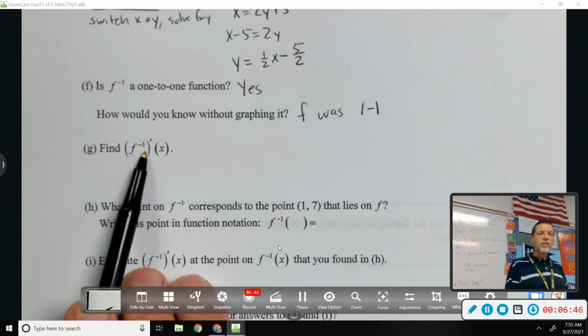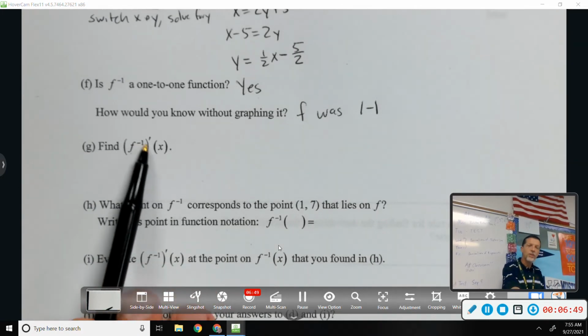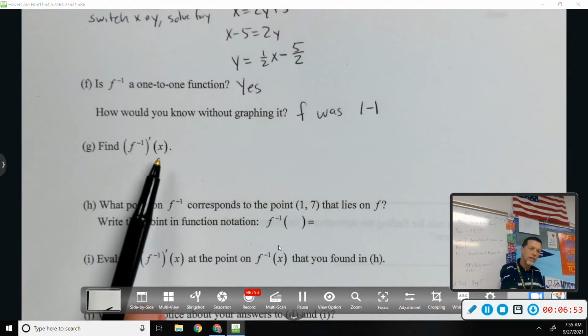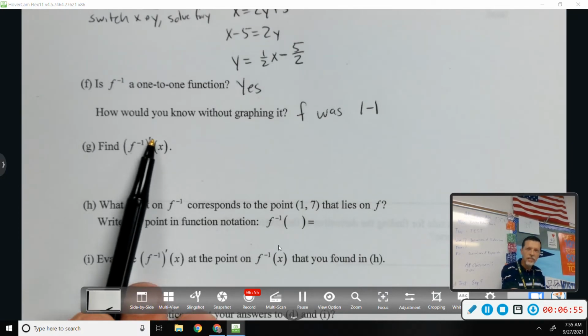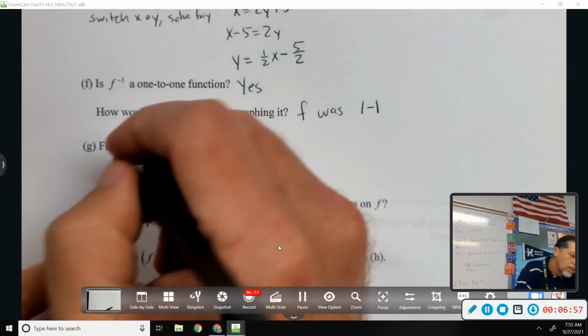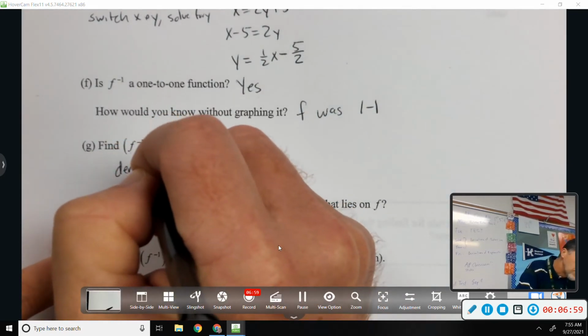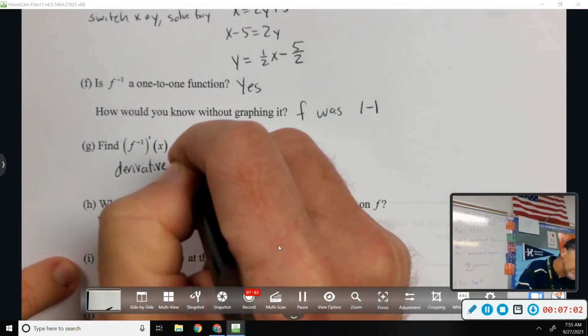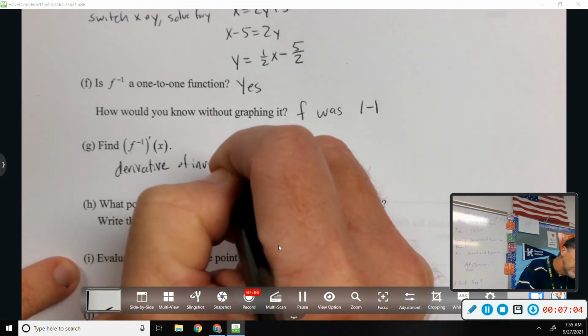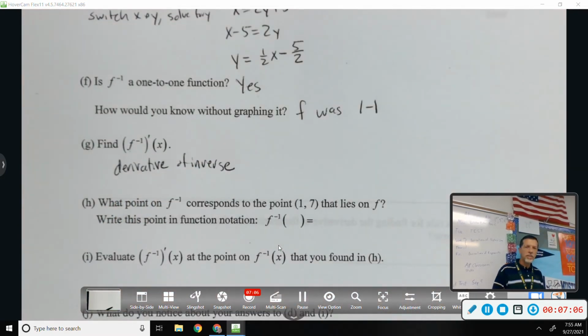Okay, can one of you tell me what this means? There's a whole lot of little marks there. What's this asking you to find? Good, it's the derivative of the inverse. So part of calculus all year long is just being able to understand what they're asking. The derivative of the inverse.